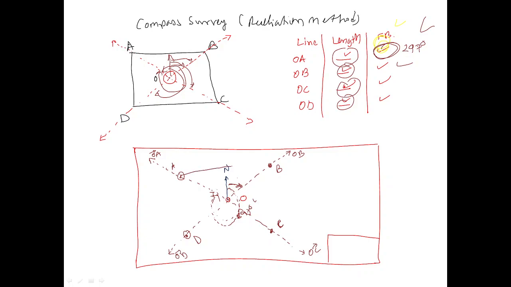Then we join AB, BC, CD, and DA. This is how we can plot the compass survey data through the radiation method. Once we have the whole thing to scale, we divide the figure into triangles, measure the perpendicular offsets using the techniques of engineering drawing, and find out the area of the whole field. So this is how we plot the compass survey data through the radiation method.